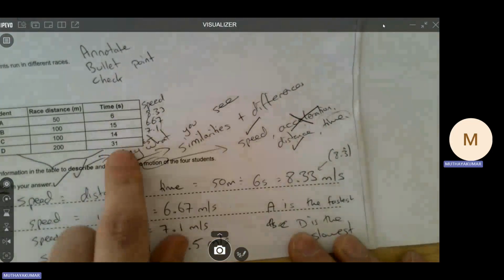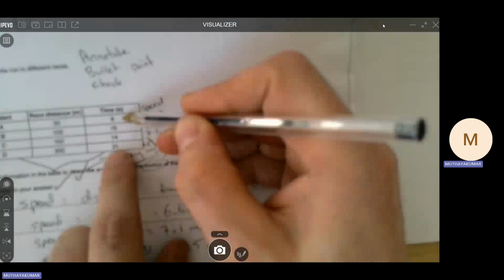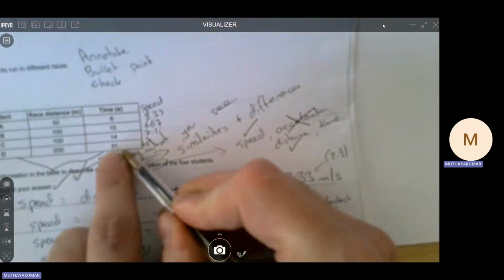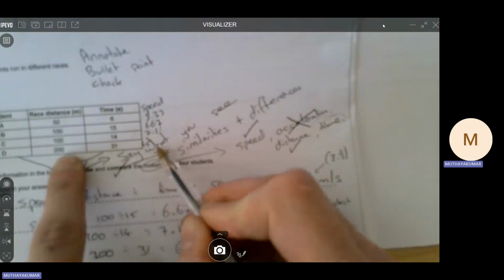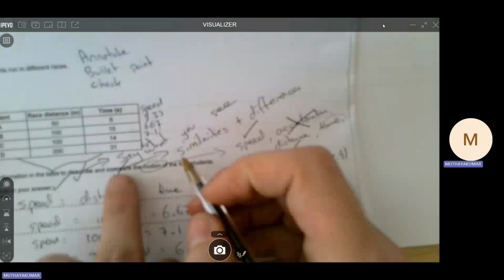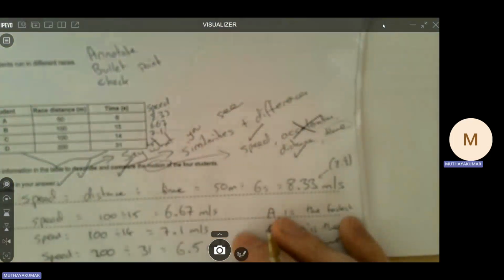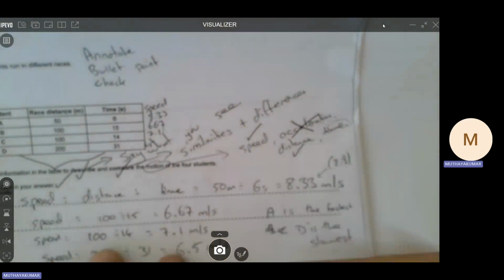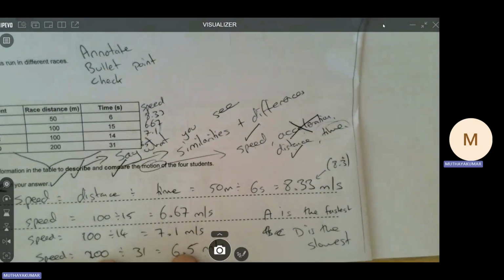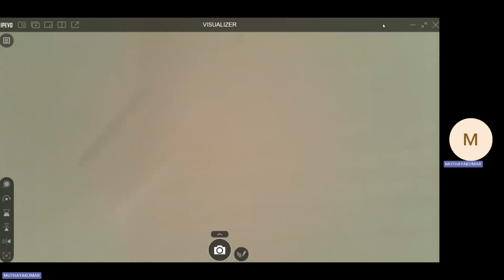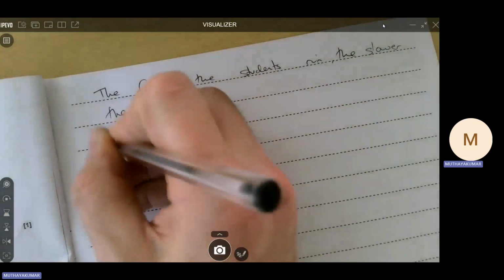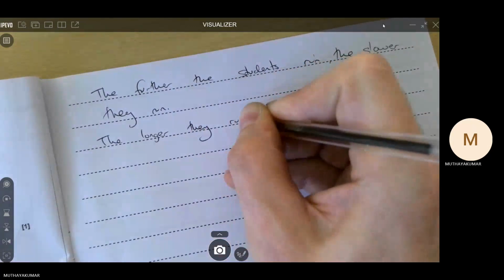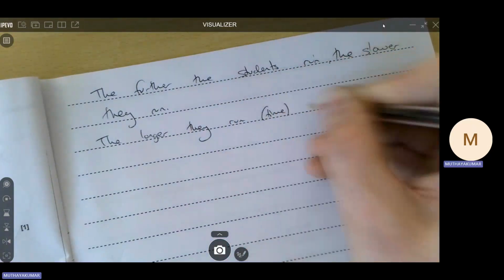What could we say about time? We could make a comment. There's a large range of times. We could say the longer they run, the slower they run. Either of those might be a good thing to say, just to be safe. It's certainly not going to hurt us. It's certainly not going to be wrong. All right, so we'll add that final thing in. The longer they run, the slower they run.